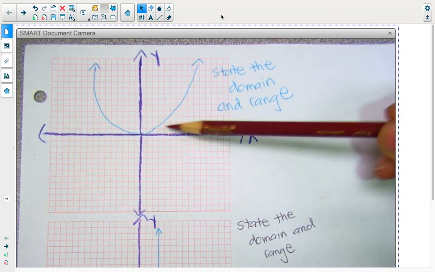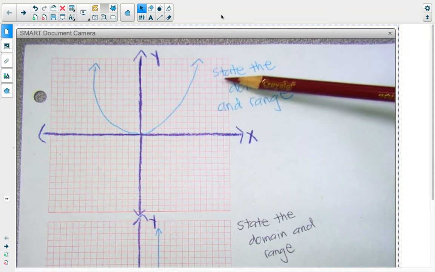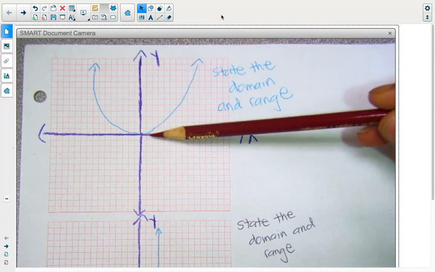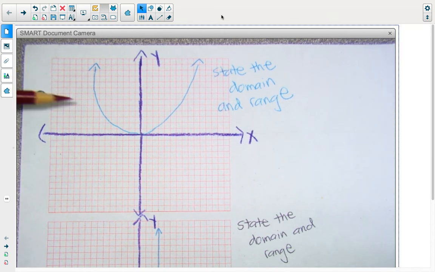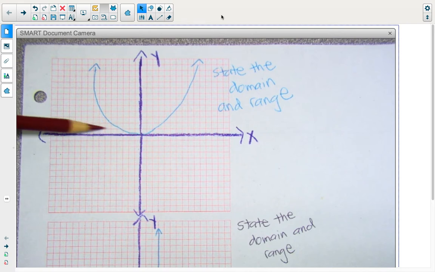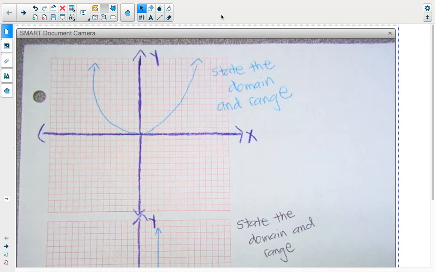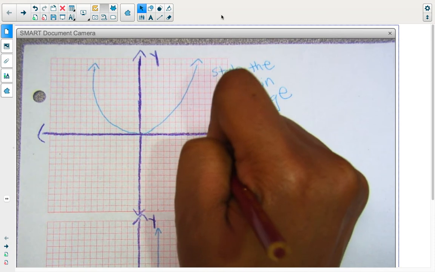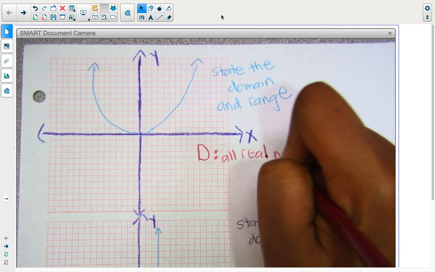So if I'm looking here, this side of my U shape is going to get wider and wider and wider. So it's going to take care of every single positive number that you can imagine. Same concept on this side of the quadratic, it's just going to branch out and get wider. So it's going to take care of all the negative x values. This side is your positive x's, this side is your negative x's. So my domain for this particular graph is any real number. Domain is all real numbers.